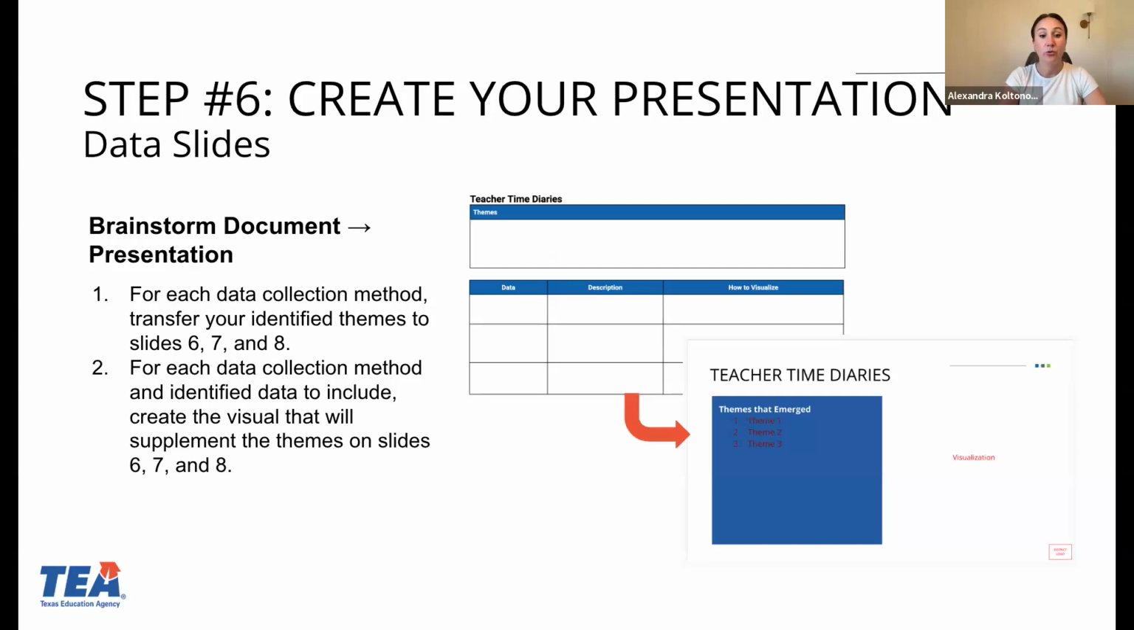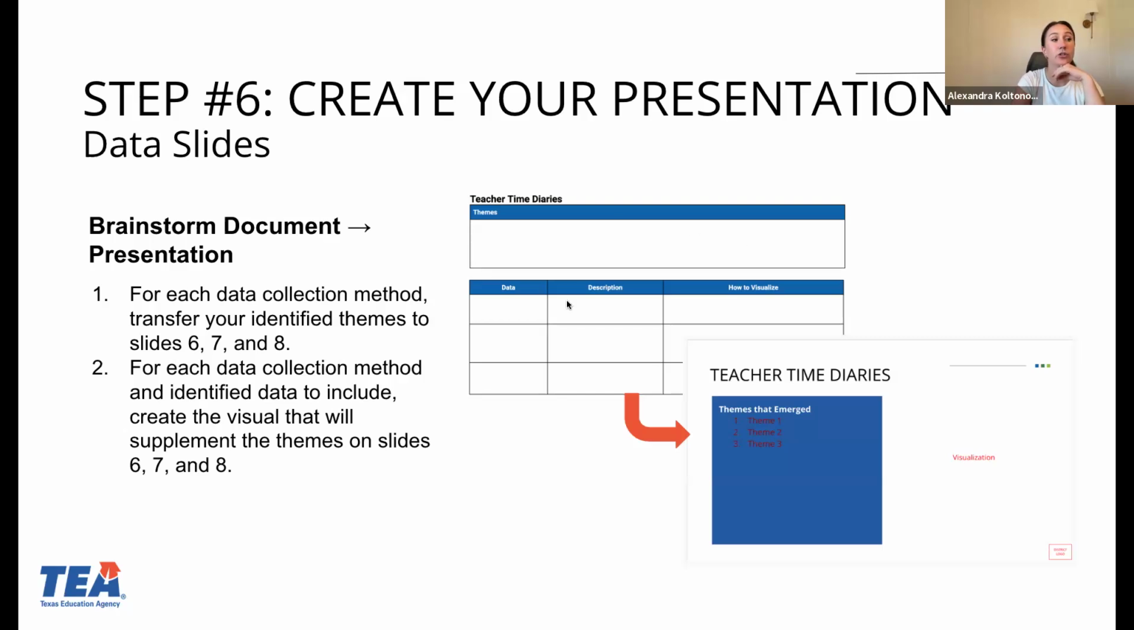Now we're going to get into the actual data slides. This is where you're going to use that brainstorming document, and you'll really do that in slides 6, 7, and 8. Each of these 3 slides are the exact same, except for the title at the top. They're either focus groups, teacher time diaries, or observations. So there's 1 slide for each of those data collection methods. When we're on the teacher time diary slide, you'll work from that brainstorming document.